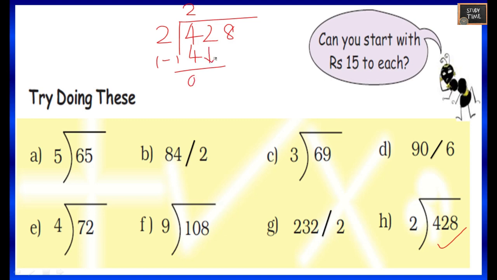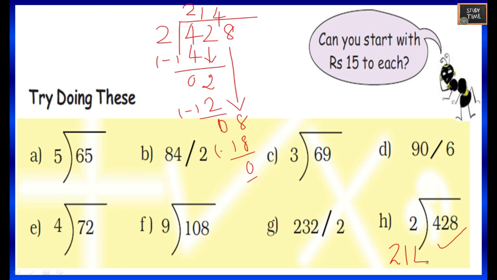Then you have to take the second number. So 2 into 1s are 2. So you have to minus, and you will be getting 0. And then you have to bring down the third number. So 2 into 4 is 8. So the answer is 0 here. So here the answer is 214. The same way you can do for the remaining.